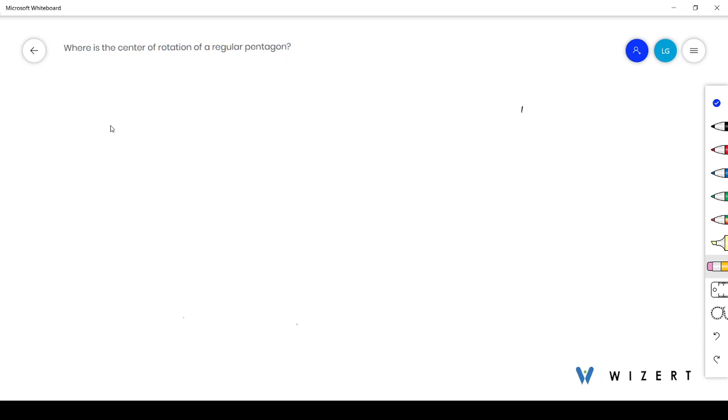Our question is, where is the center of rotation of a regular pentagon? Consider a pentagon here. A regular pentagon. Here it has 5 angles, 5 exterior angles of 72 degrees.